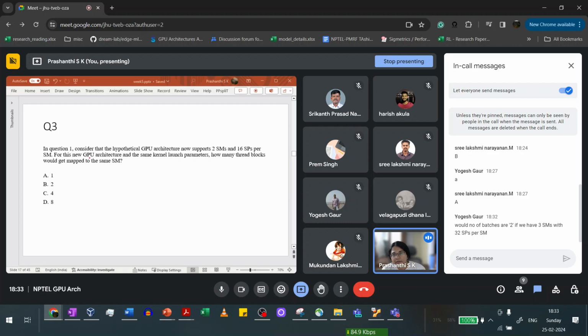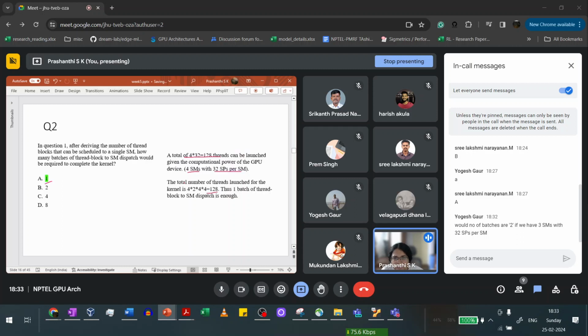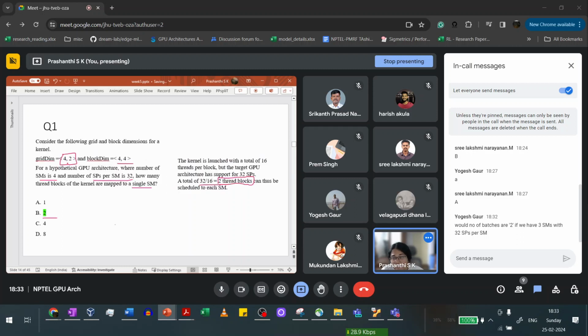Consider that the hypothetical GPU architecture now supports 2 SMs and 16 SPs per SM. For this new GPU architecture and the same kernel launch parameters, how many thread blocks would get mapped to the same SM? So again, quick recap, the kernel launch parameters are 4, 2 and 4, 4.